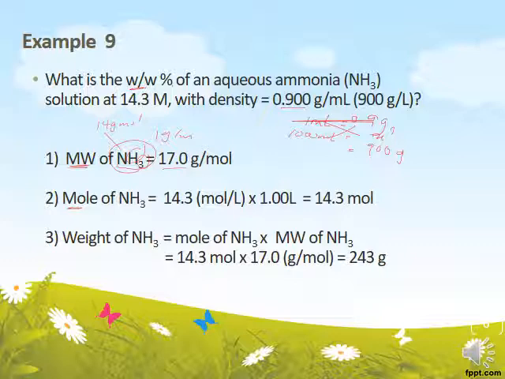To find N, you need molar mass also. N, number of mole, is mass over molar mass. Molarity is N divided by volume.